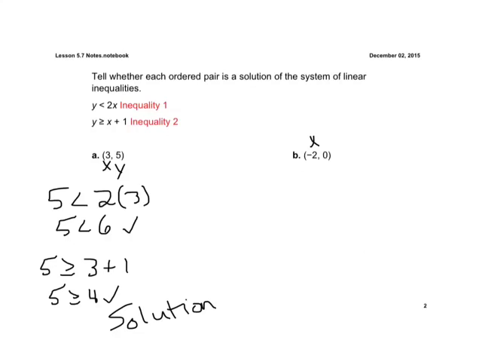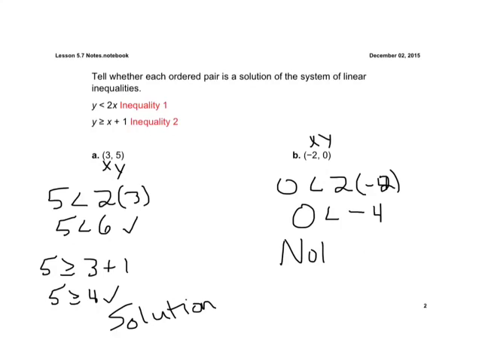B, remember we have our x and our y. 0 is less than 2 times negative 2. Oops, negative 2. Get a little ahead of myself. 0 is less than negative 4. Is that true? No, 0 is actually greater than negative 4, so that doesn't work. So we don't even have to check the second one because we know they both have to be true. So we can assume right away that that is not a solution. Okay, if you get one that's not true, you don't even need to check the other one. We do not have a solution there.